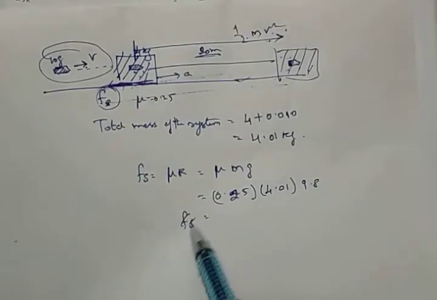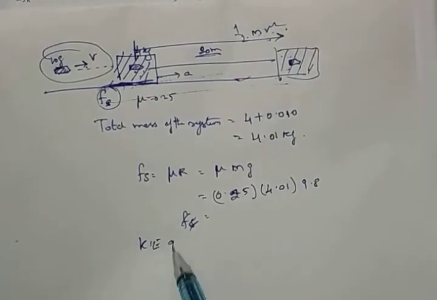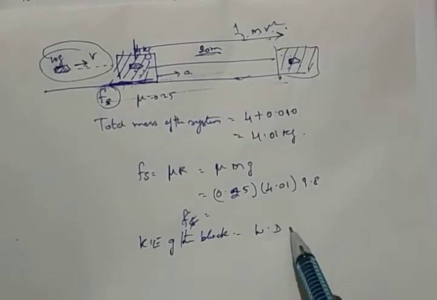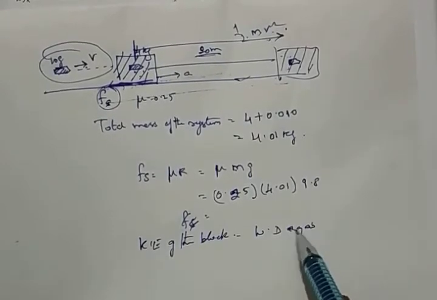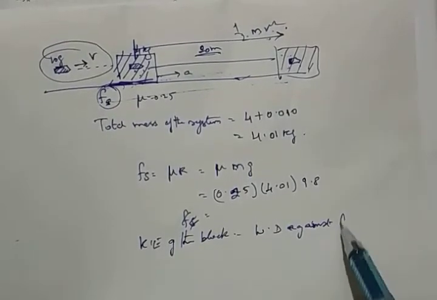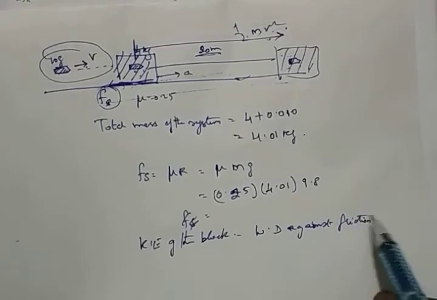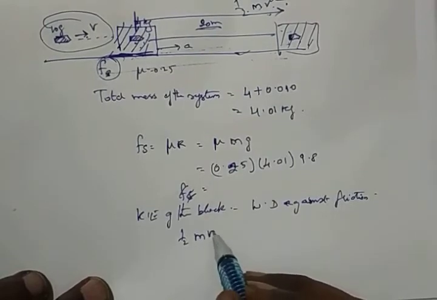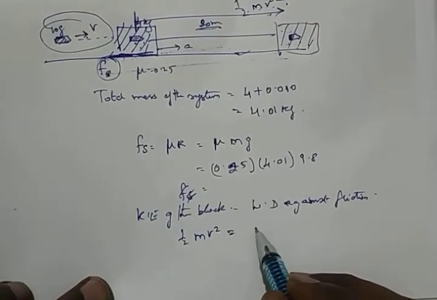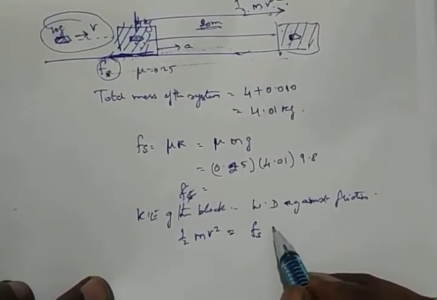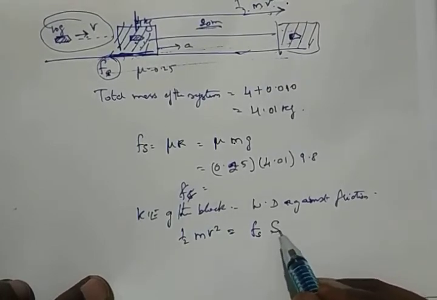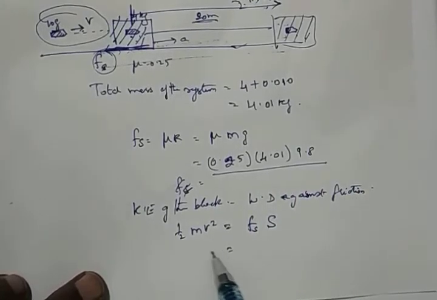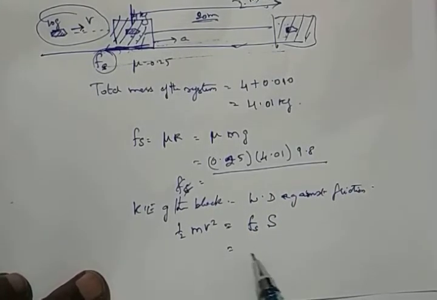So the kinetic energy of the block is equal to the work done against friction. What is the kinetic energy of a block? It is half mv square, which is equal to the work done, Fs, the force into the distance here. Everything is given here, and you just need to substitute and get the answer.